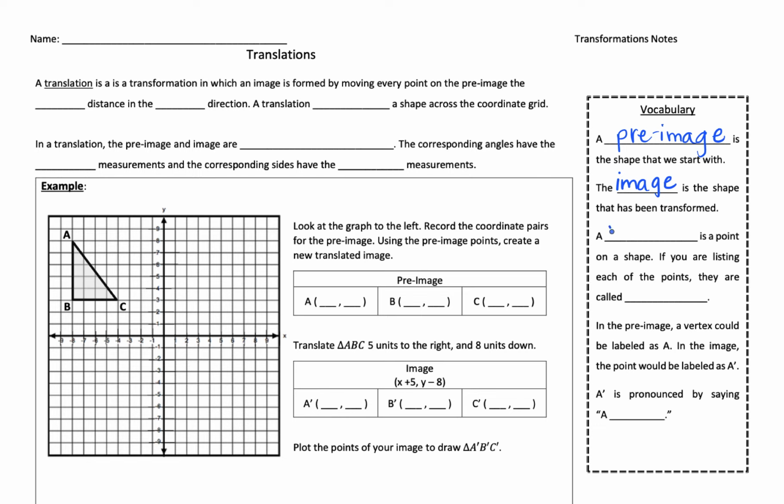A vertex is just a point on a shape, and that should be something familiar. If you're going to be listing all of the points, plural, it is called vertices. So if you hear either of those, it's just talking about the point or points of a shape.